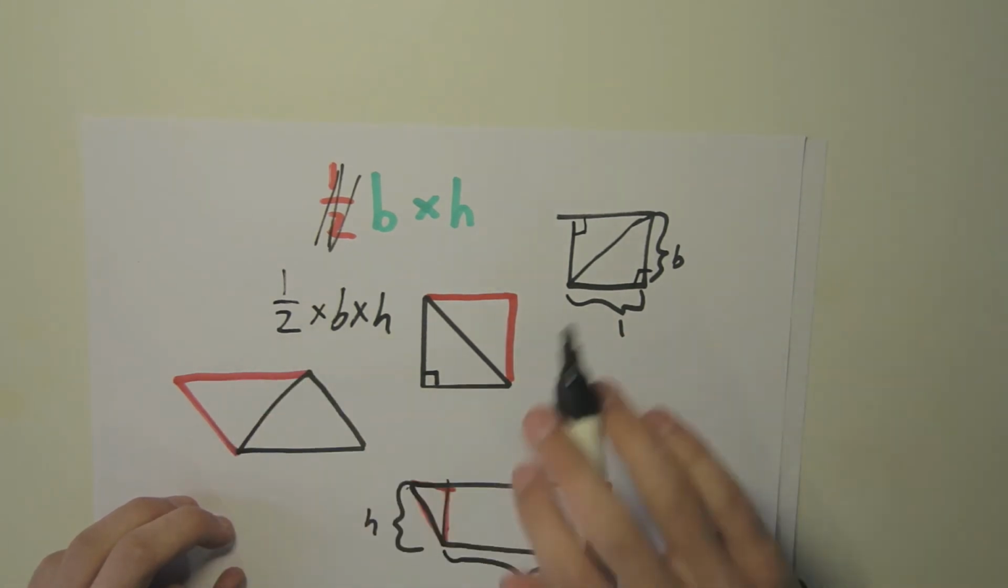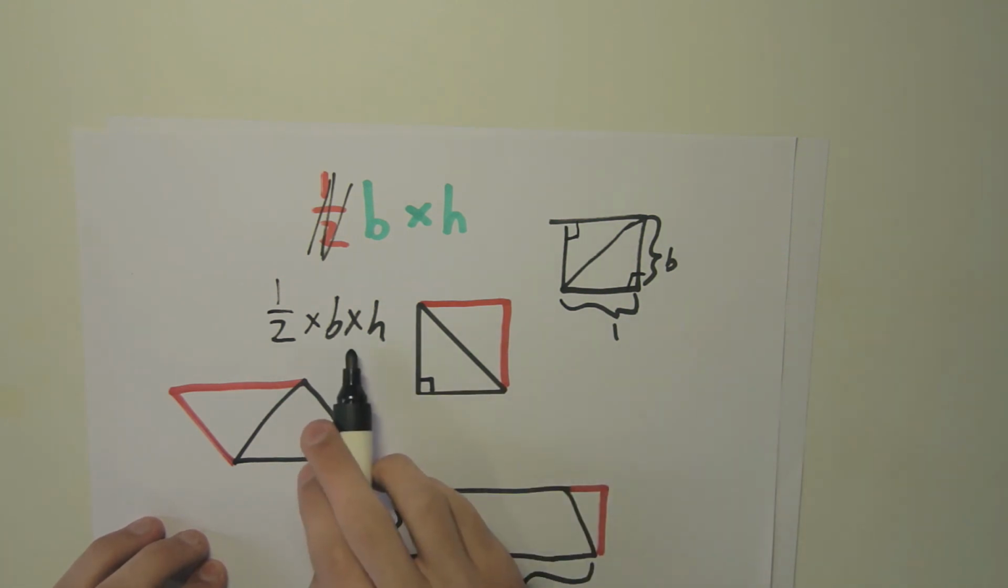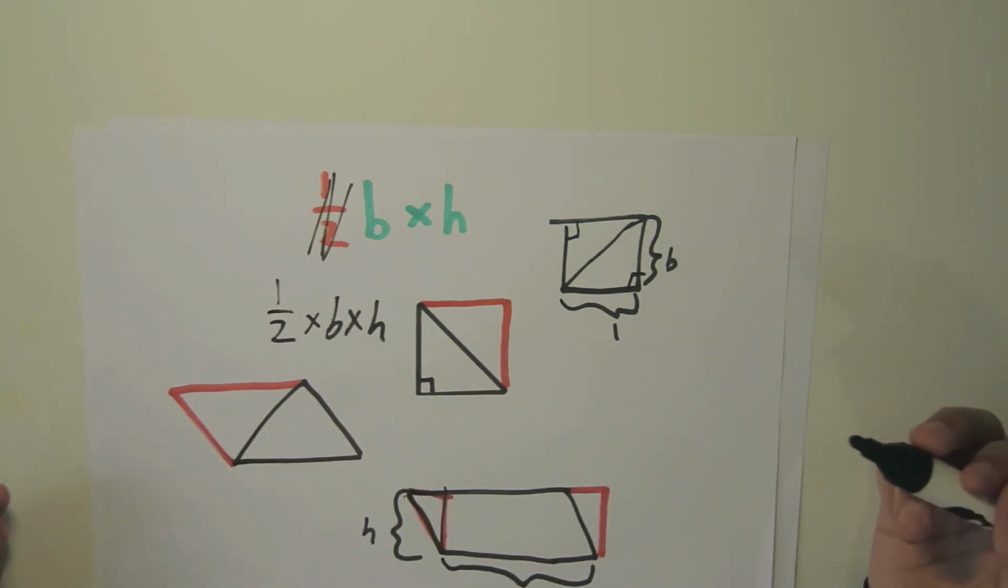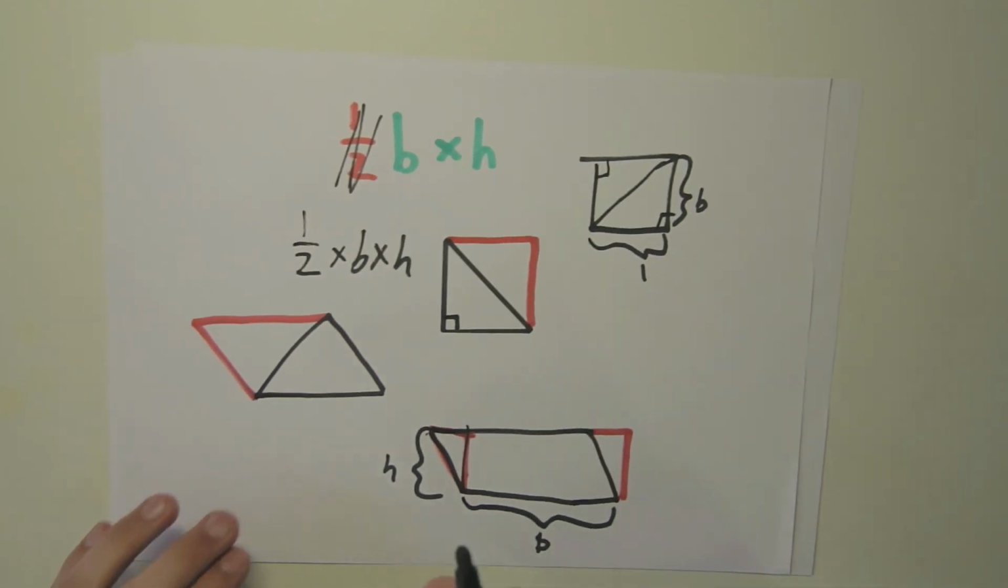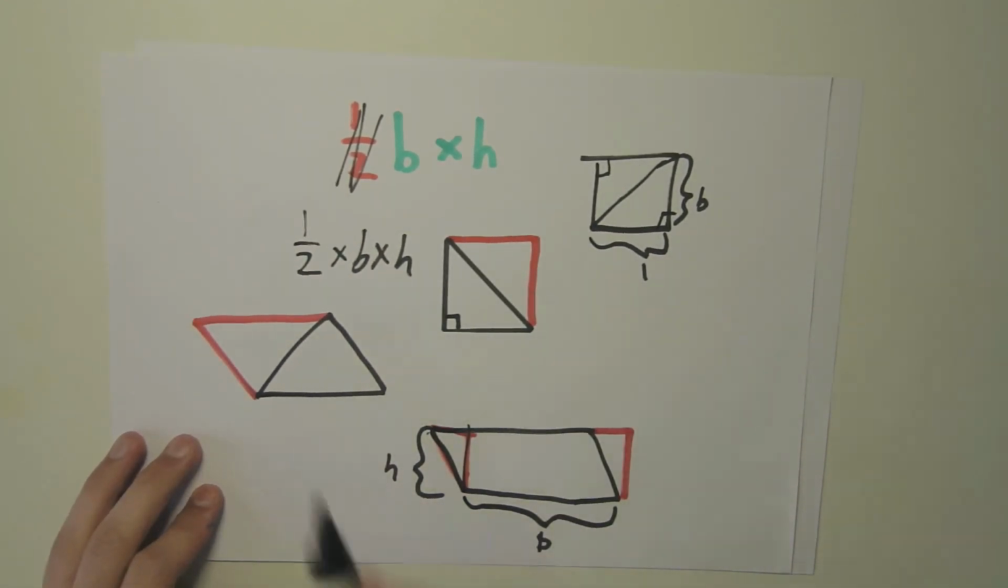You could put that half anywhere, as long as if you say breadth times height and you get the answer, you can times that by half and you'll still get it, because all you're doing is getting the area of that square, rectangle, parallelogram, and then dividing it by half to get the triangle.